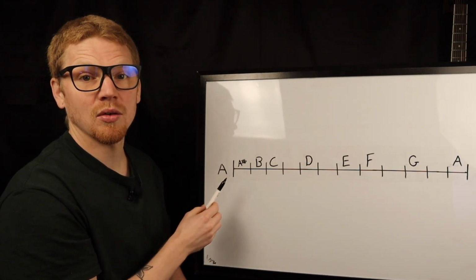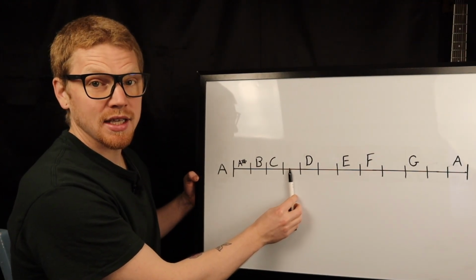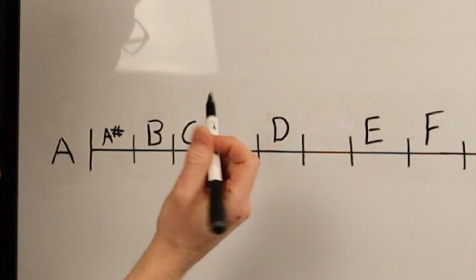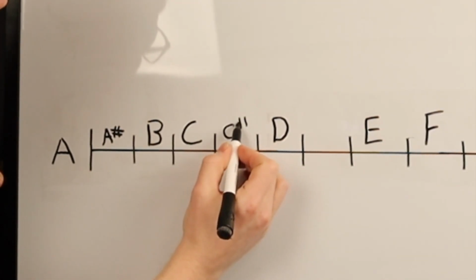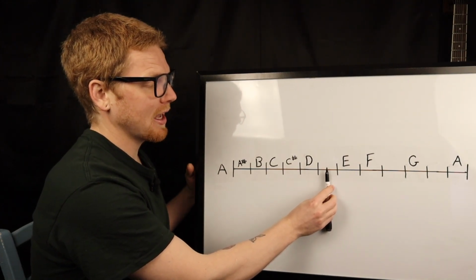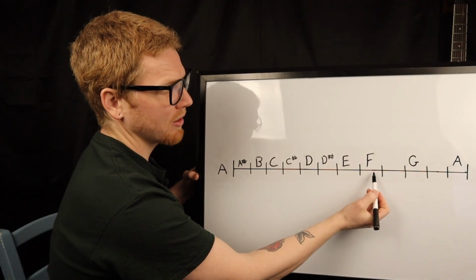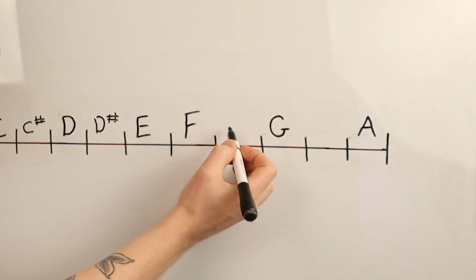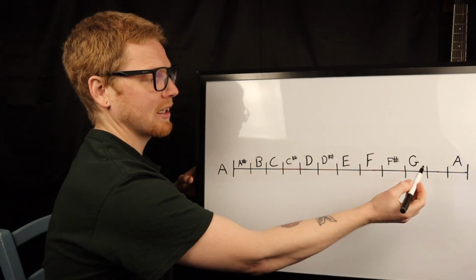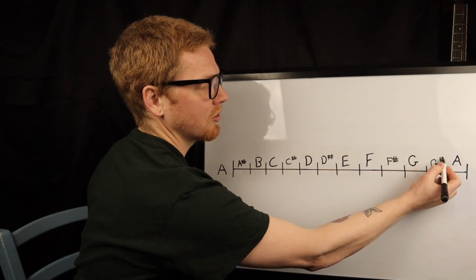Let's keep going along with using sharps to fill in those gaps. So here's another gap between C and D. If we take C and raise it by a 1/2 step or 1 fret, it becomes C sharp. And then we go from D and we raise that by a 1/2 step, D sharp. Here's another one. If we take F and raise it by a 1/2 step or 1 fret, it is F sharp. And lastly, we have G to G sharp.